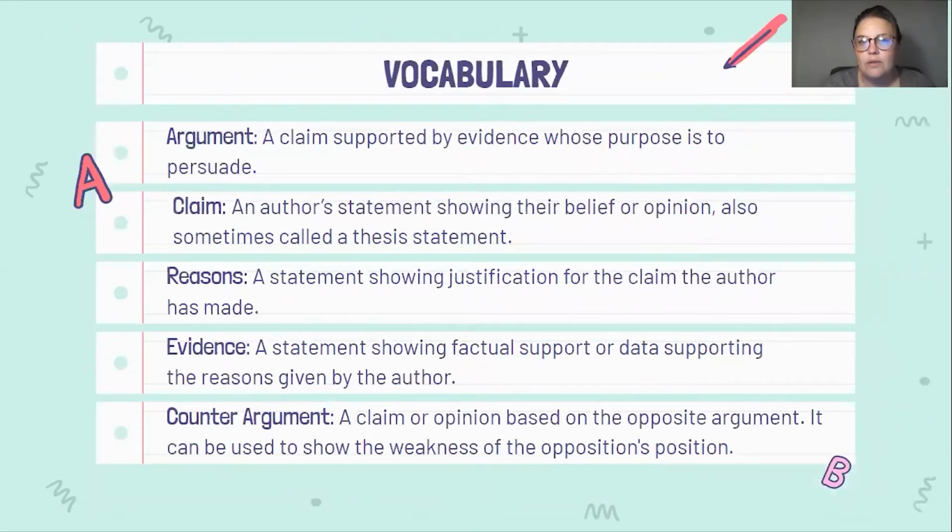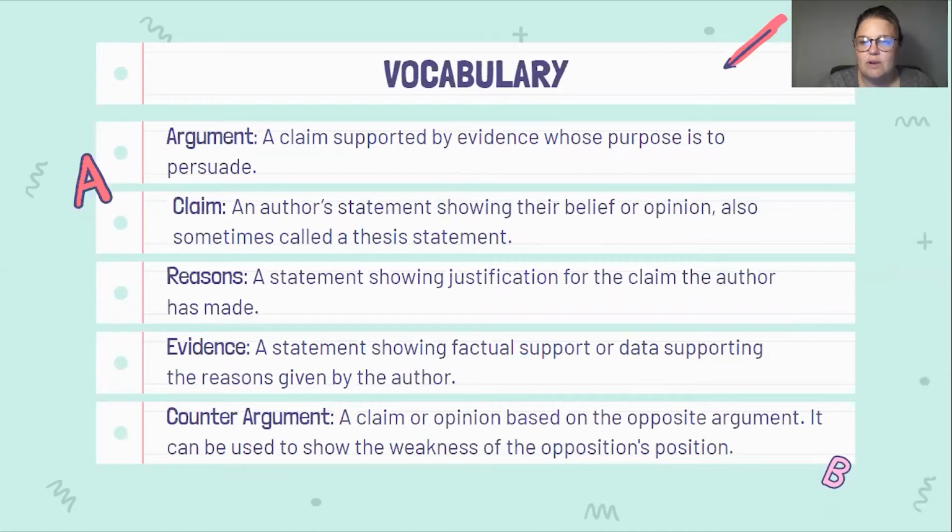Some vocabulary that we'll use today are the following terms. We'll talk about an argument, which is a claim supported by evidence whose purpose is to persuade. We'll talk about what a claim is, an author's statement showing their belief or opinion. It's also sometimes called a thesis statement. We'll talk about reasons, which are a statement that shows justification for the claim the author has made.